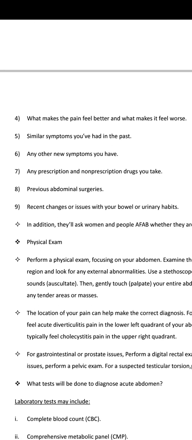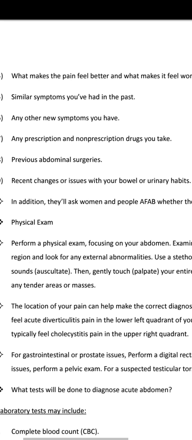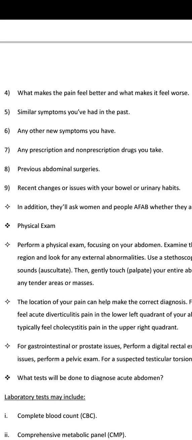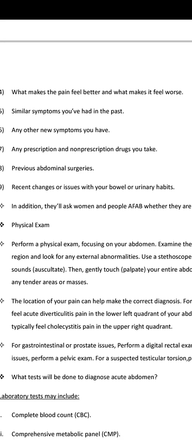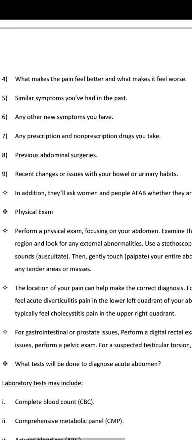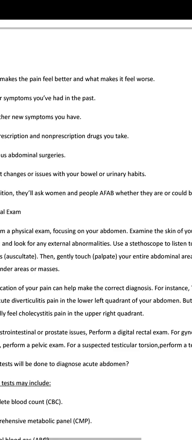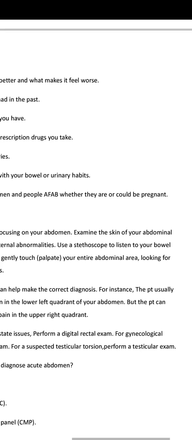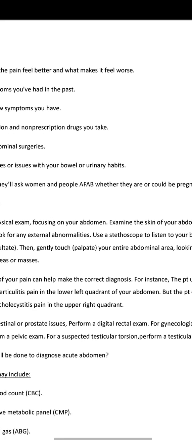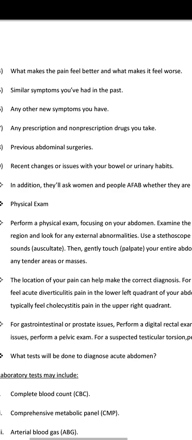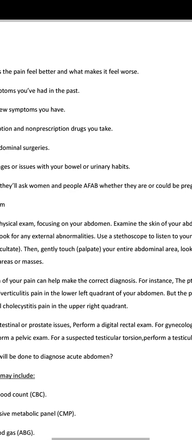So what are some of the things which you have to do in terms of the physical examination? So you have to do physical examination of the abdomen for you to know, okay, this is the type of pain. This is a pain from an obstruction. This is a pain from an infection. When you do the physical examination, perform the physical exam focusing on your abdomen. Examine the skin of your abdomen region and look for any external abnormalities.